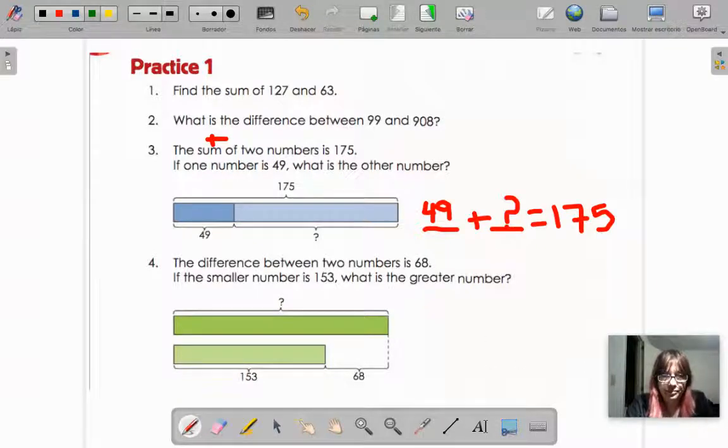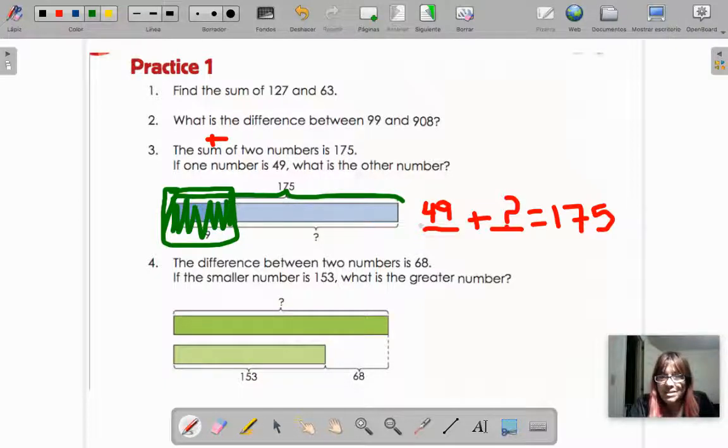Again, we know that this part until here, that two parts equals 175. So from here to here, if I take away this part, the 49 that we have, let's take it away. That means a subtraction. That means I have 175 that equals the 2 parts. But we take away the part that, yes, we know. Take it away.